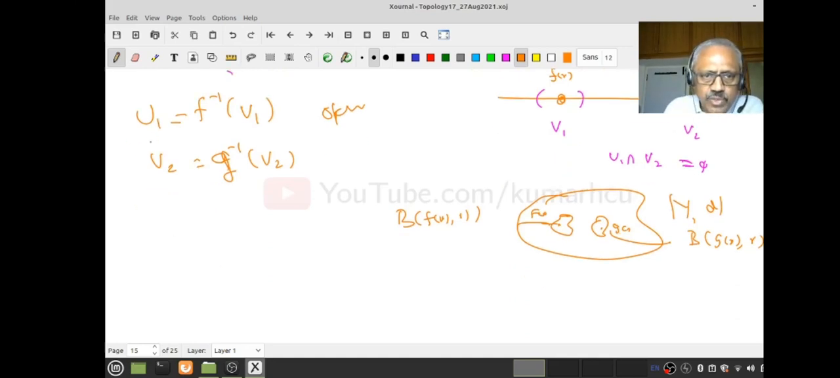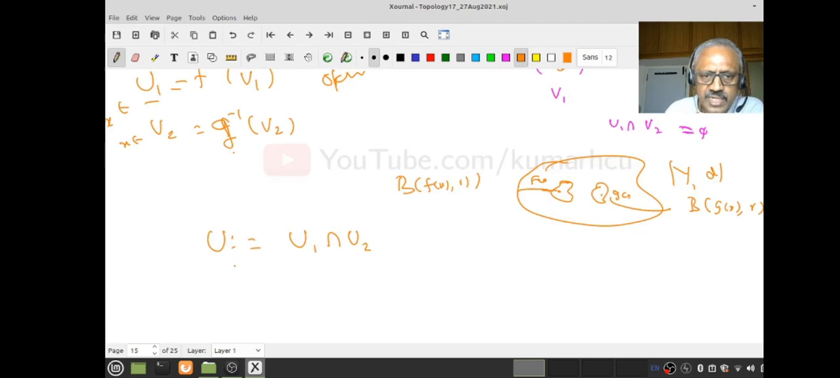Now what do I know? Both are open sets because F and G are continuous, right? And X belongs to both of them because Fx belongs to V1, Gx belongs to V2, right? Therefore, if I look at U1 intersection U2, this is a non-empty set. Why is it non-empty? Because X belongs to U1 as well as U2. Therefore, this is a non-empty open set, right? You follow that? So this is a non-empty open set.